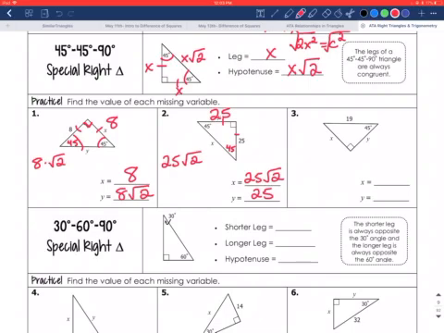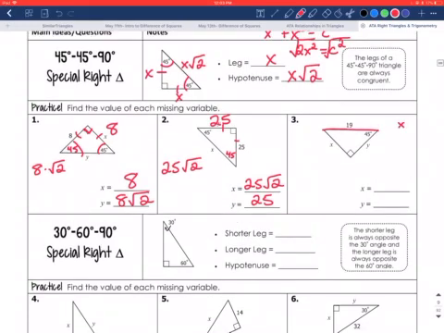Really simple and easy. But sometimes we can go in the opposite direction, right? So there we have 19. And with 19, that is the hypotenuse. So in other words, the hypotenuse is already x square root of 2, and we need to go back to x. So instead of multiplying by the square root of 2, we're actually going to divide by the square root of 2, okay?